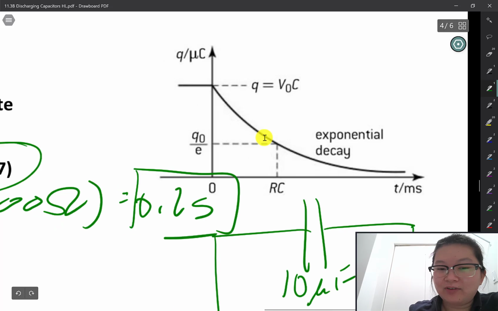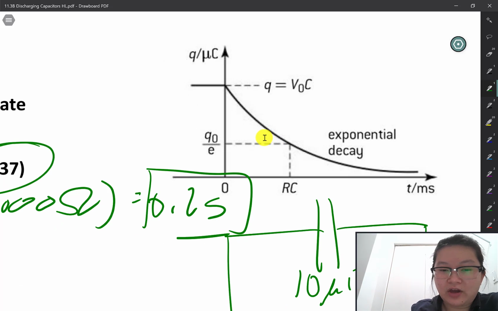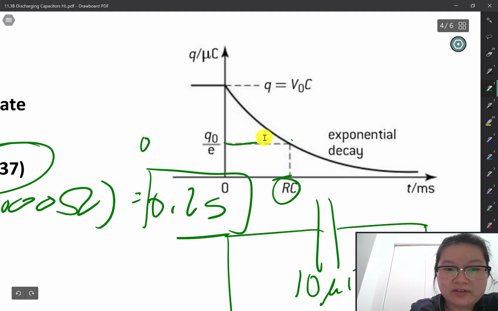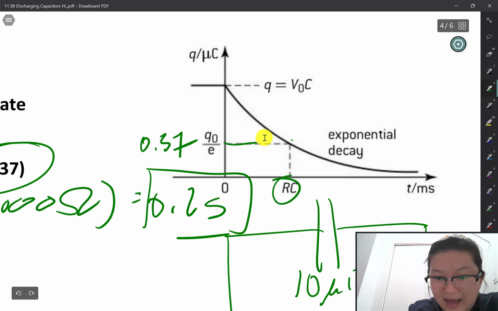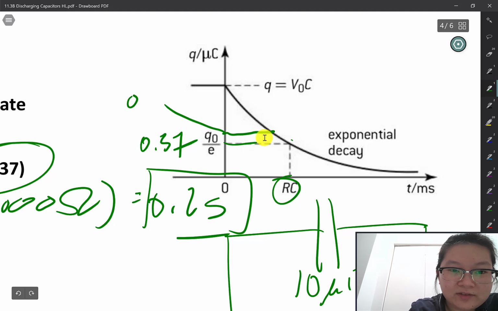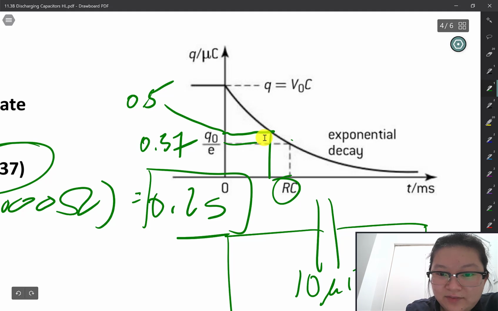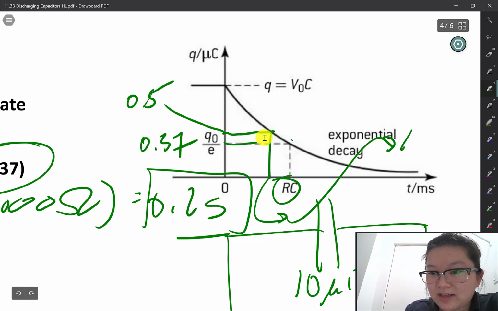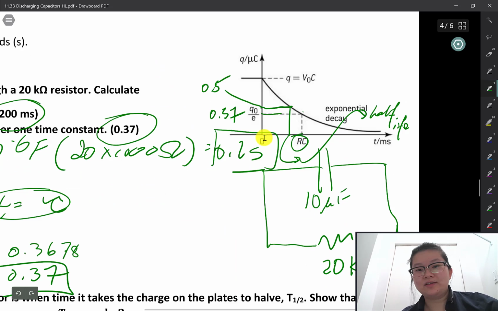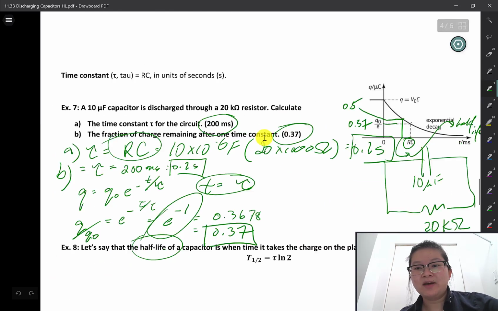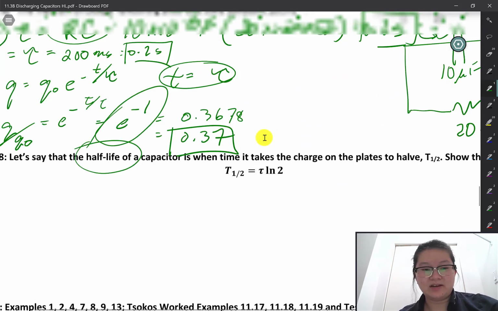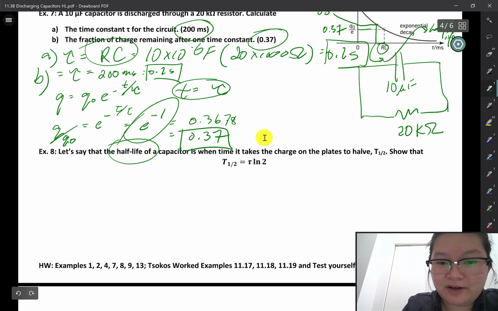So on this graph, that's Q. That's RC right there, so this is going to be 0.37, and half of that, which this graph shows terribly, is about here, hopefully. So that's going to be 1/2. This value down here is going to be the half-life. It's a time, just like the time constant. The time constant is a measurement of time. The half-life is also a measurement of time. So I'm going to write half-life right here.